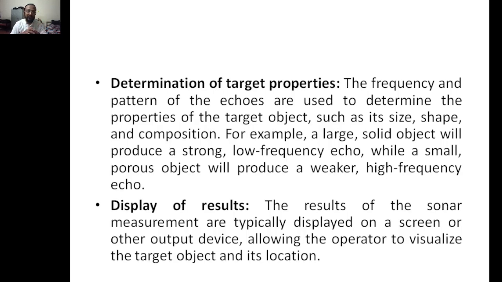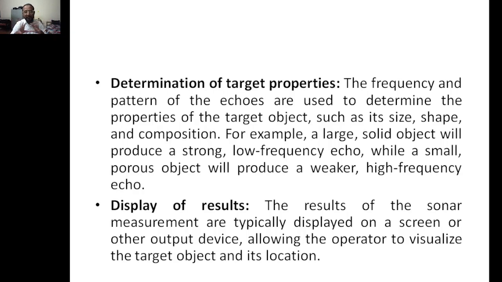Determination of target properties. Properties such as size, shape and composition can also be identified. For example, a large solid object will produce strong, low frequency echoes, while a small porous object will produce weaker, high frequency echoes. This difference tells you how big the object is, what its shape is, and so on.